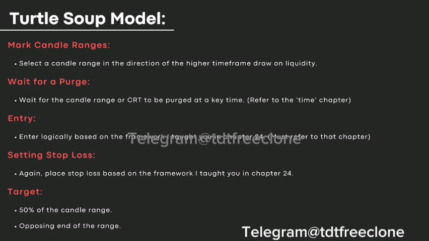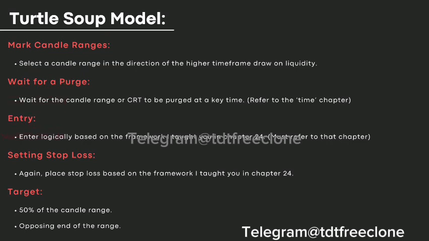Once you've done that, the second thing is that you're going to wait for the candle range to be purged at a key time. After that, the third step is the entry, meaning exactly where you're going to take your entry. The fourth step is setting the stop loss, and again, you're going to do that based on the framework that I showed you in chapter 24. And last but not least, the simplest and easiest part is setting your target, which is fairly simple. First, you're going to target the 50% of the candle range, and then eventually the opposing end of the range, or the opposing end of the CRT.